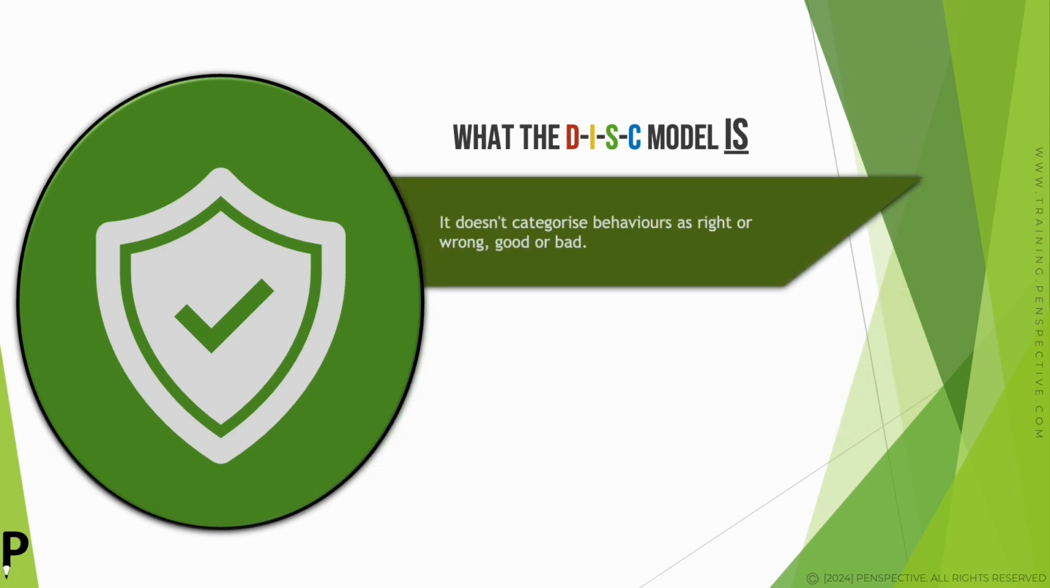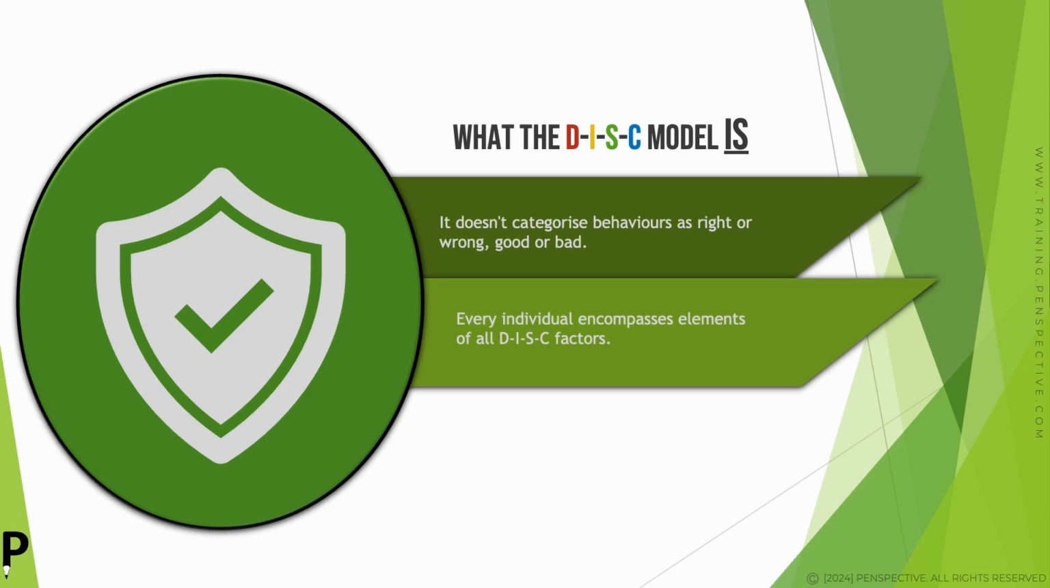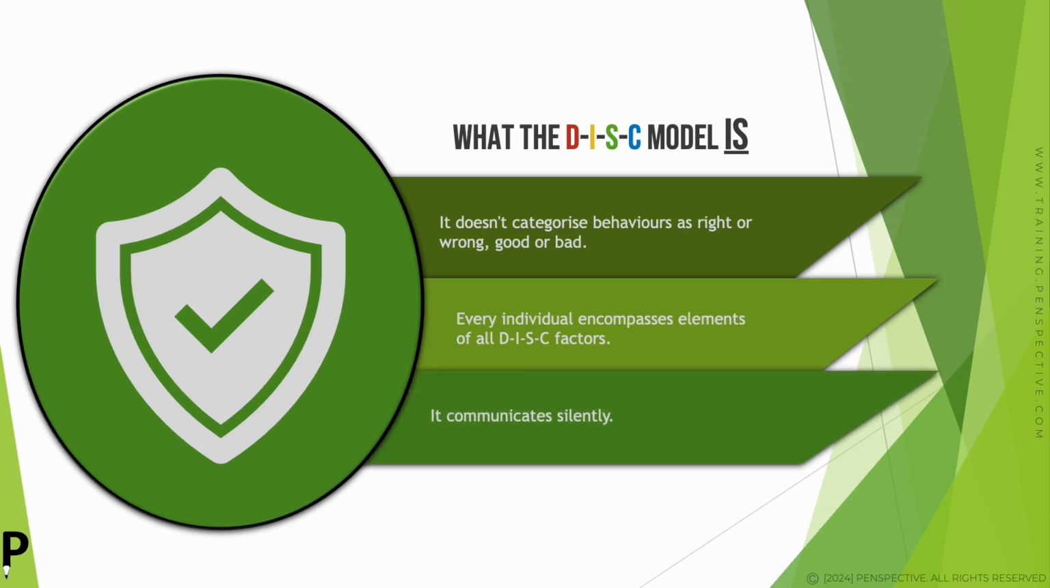D.I.S.C doesn't categorize behaviors as right or wrong, good or bad. It refrains from moral judgments, recognizing that each behavioral style has its strengths and weaknesses depending on the context. Every individual encompasses elements of all D.I.S.C factors. Regardless of dominant traits, everyone possesses aspects of dominance, influence, steadiness, and conscientiousness to varying degrees. D.I.S.C communicates silently. It serves as a nonverbal means of understanding behavior, allowing for interpretation without verbal expression.